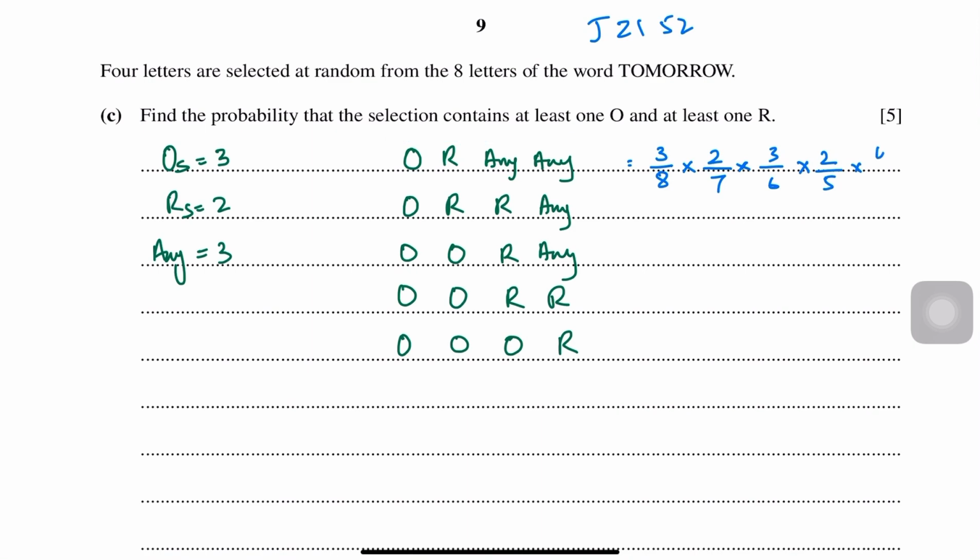So I'm going to say that this becomes 4 factorial, and since I've written any 2 other letters, I'm going to divide by 2 factorial.